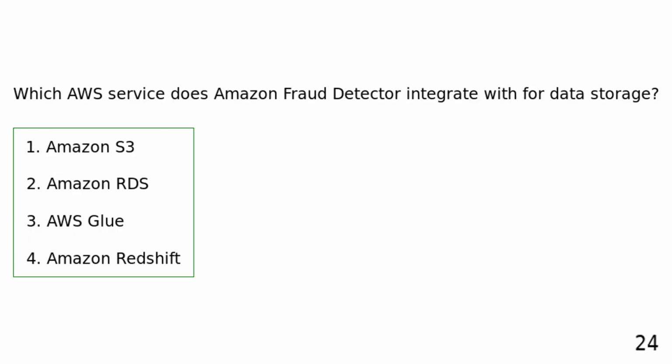Which AWS service does Amazon Fraud Detector integrate with for data storage? Amazon S3, Amazon RDS, AWS Glue, Amazon Redshift. Amazon Fraud Detector integrates with Amazon S3 for data storage, allowing users to store and retrieve data easily.